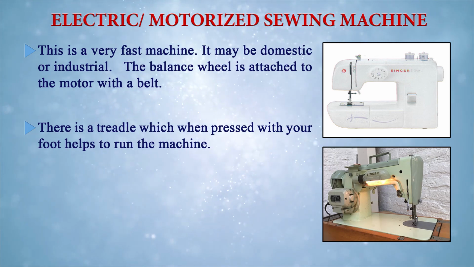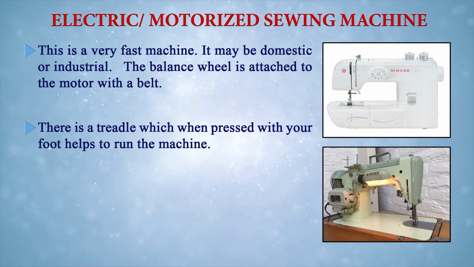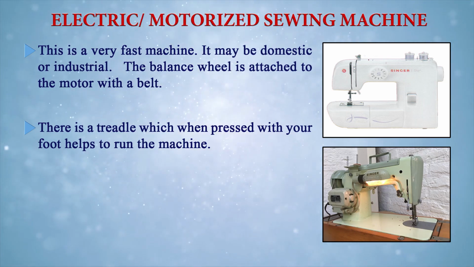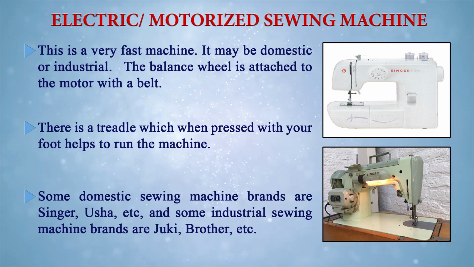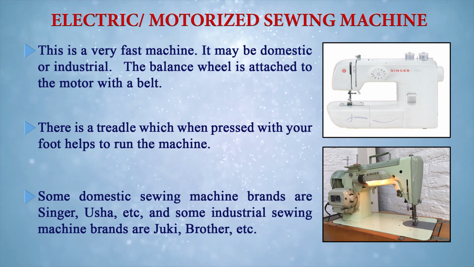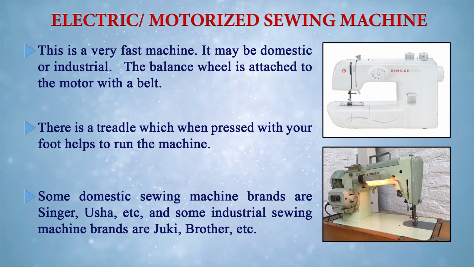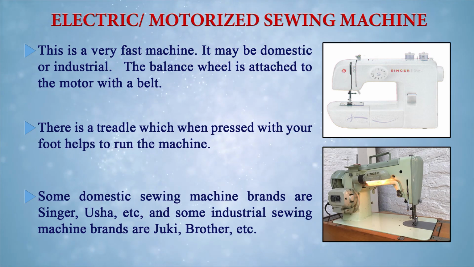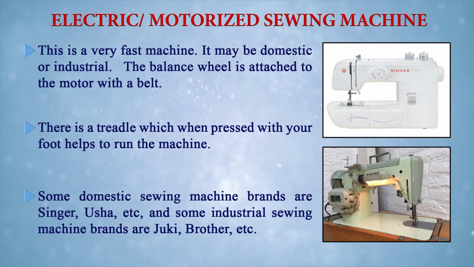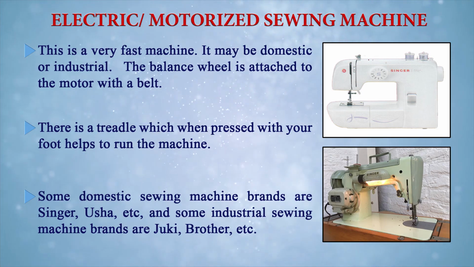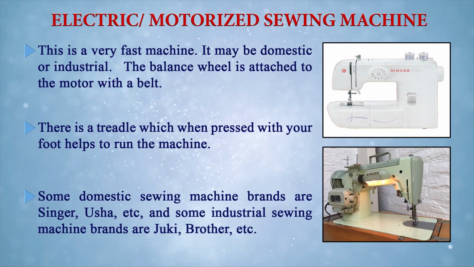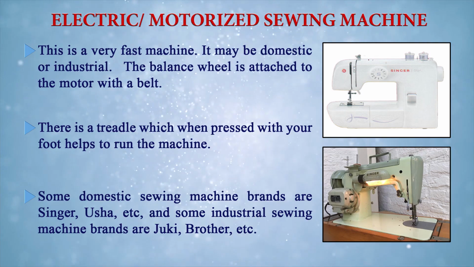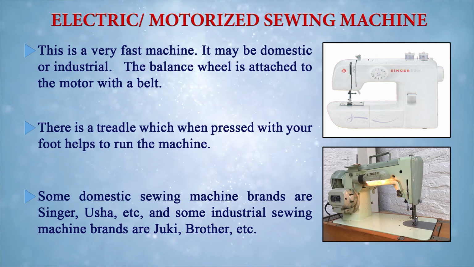So there is a treadle or a paddle, we say, which, when pressed with your foot, helps to run the machine. Then some domestic sewing machine brands, which we have always heard about, are Singer, Usha, etc. And we have the industrial machines also, which run at a very high speed. So this was all about the different types of sewing machine we have.